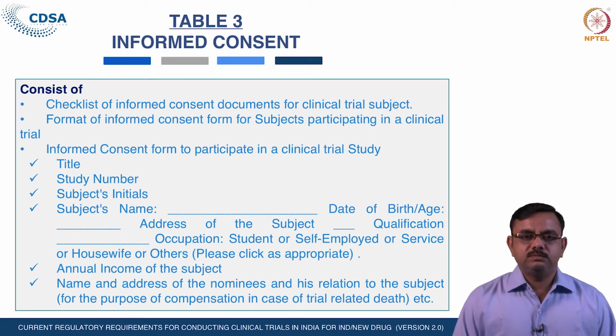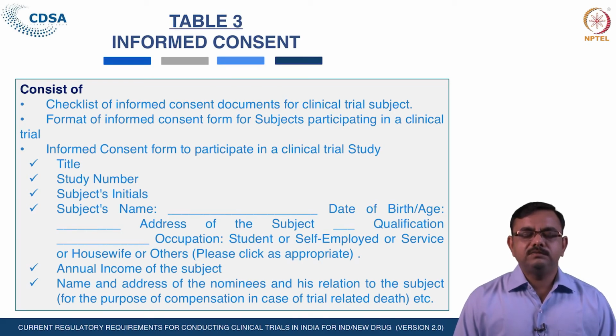So the second part of this informed consent is the format of the informed consent form for subjects participating in the clinical trial. This is the format given in the New Drugs and Clinical Trials Rules. This format has to be followed by every CRO, site and PI while giving the informed consent form. So here it is: informed consent form to participate in a clinical trial study, the title, study number, subject initials, and these details have to be given.